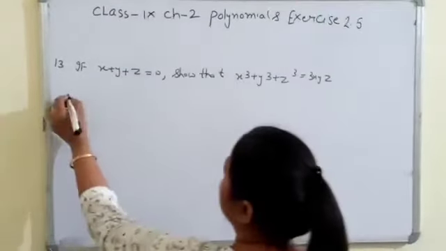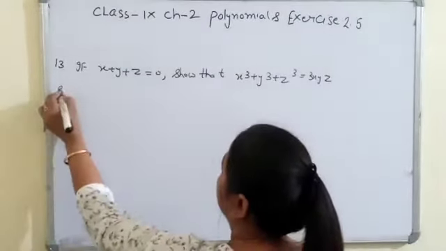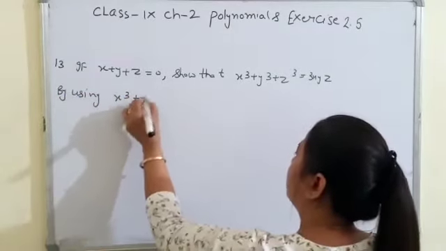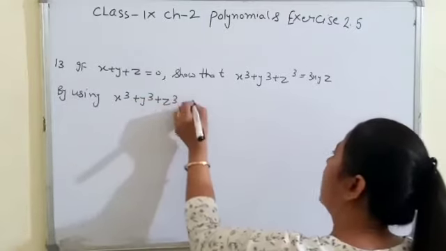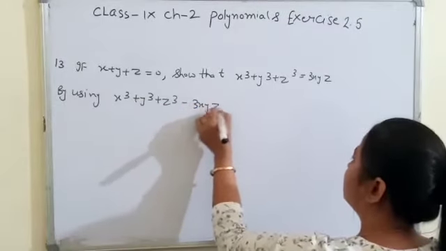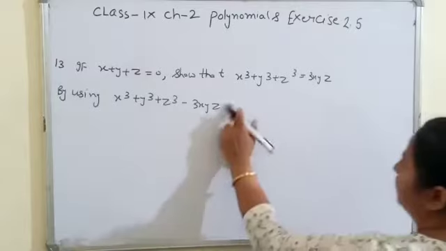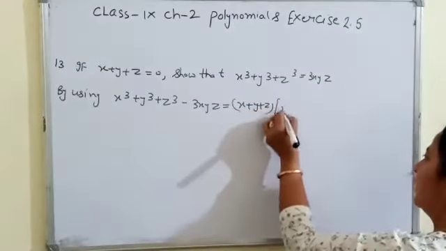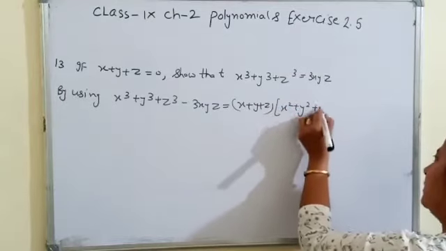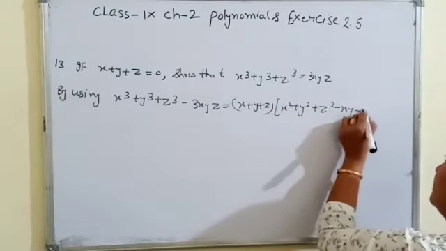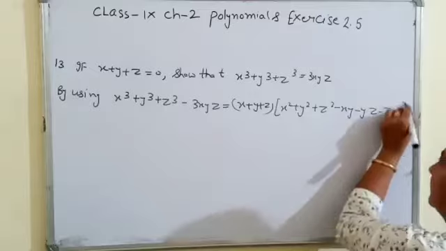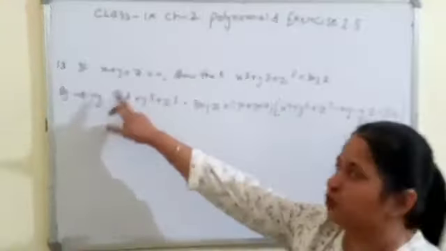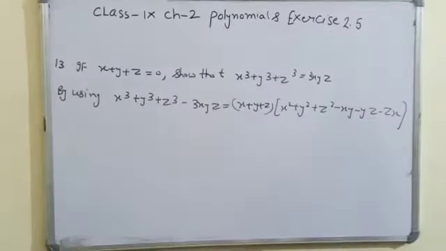So let's apply the identity x cube plus y cube plus z cube minus 3xyz. It is equal to x plus y plus z times x square plus y square plus z square minus xy minus yz minus zx. So look at the statement. What is given to us? x plus y plus z, it is 0.